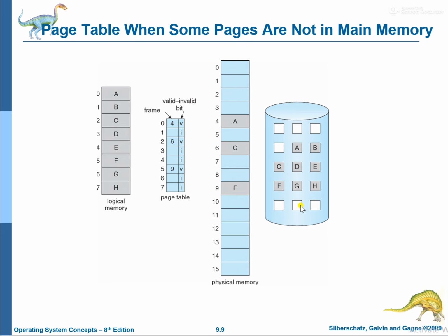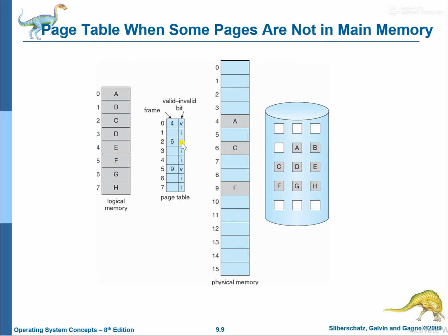Okay, if we look into this example, this is the logical memory, this is the corresponding physical memory, and this is the page table. And now if you look at the physical memory, and this is the backing store. So the backing store or virtual memory holds all the pages of this process from A to H. But physical memory currently holds only 3 pages: A is page number 0, C is page number 2, and F is page number 5. So if you look at the page table, you will see 0, 2 and 5. Only these 3 entries are valid and the corresponding frame numbers are there.